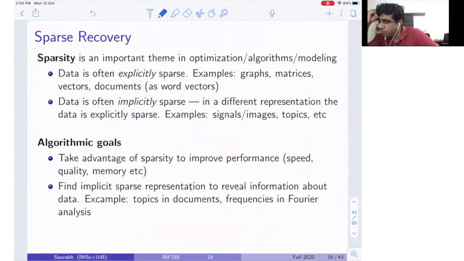So what are our algorithmic goals? Take advantage of sparsity to improve performance, like speed, quality, memory, etc. And find implicit sparse representations to reveal information about data, for example topics in documents, frequencies in Fourier analysis, and things like that. I am not an expert on these things, but what I will teach you is an algorithmic question which is of extreme importance in big data.